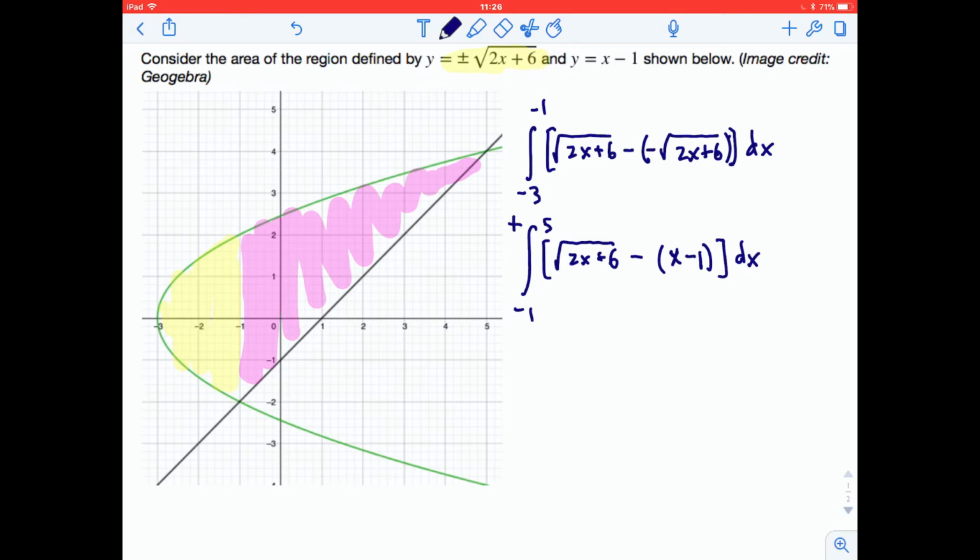Now, this is not that difficult, but it's just annoying. It's kind of challenging to evaluate all of this. And so you might wonder, is there a better way? And the reality is that there absolutely is.